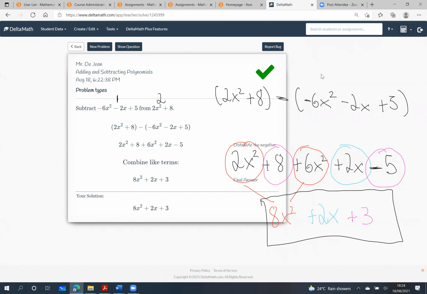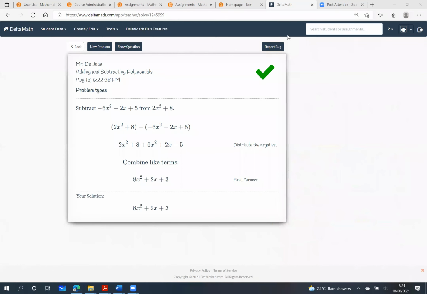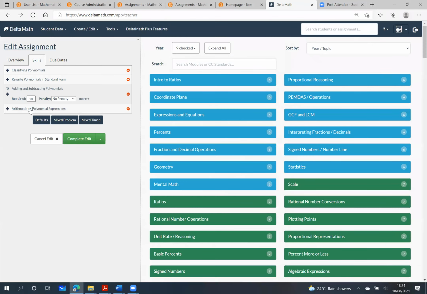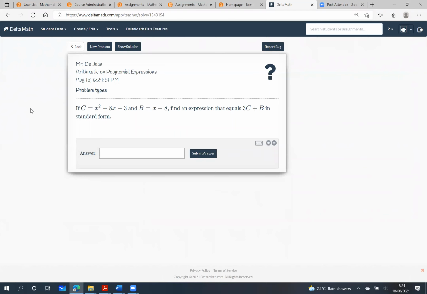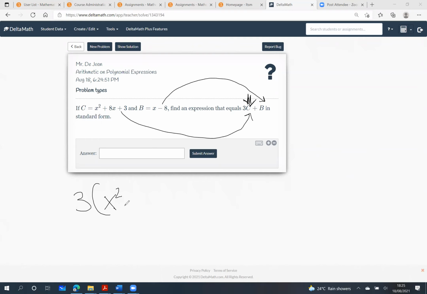Okay. I hope this helps everyone with this section because these questions and the next ones are going to be a little bit of a challenge, just a little bit, not too much. Because here we're going to substitute these equations into what we have. So 3 and C, what is C again? Well, it tells us that C is x squared plus 8x plus 3. And B, well, B is on its own as x minus 8.